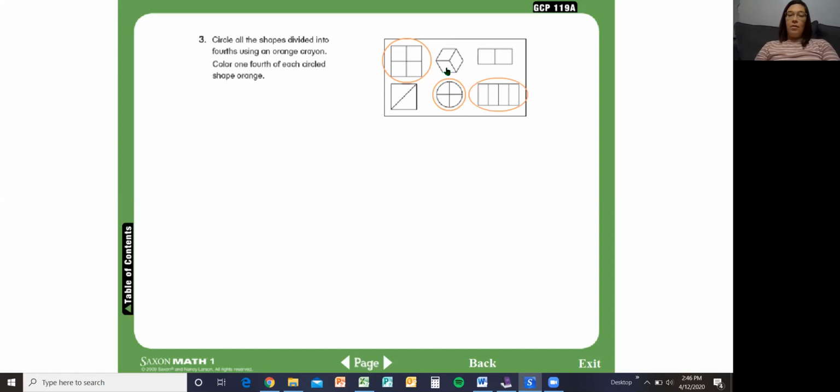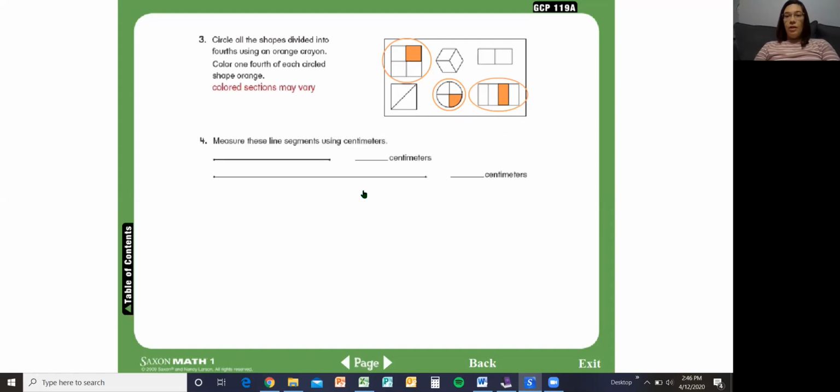This is in 3 parts. 1, 2, 3. It looks a little bit like a cube. We'll talk about cubes tomorrow. And this one's in 2 parts. So these are all in fourths. Then it says color 1/4 of each circled shape orange. So they chose to do this corner, and a piece of this one. You can choose any one part out of 4 that you want.